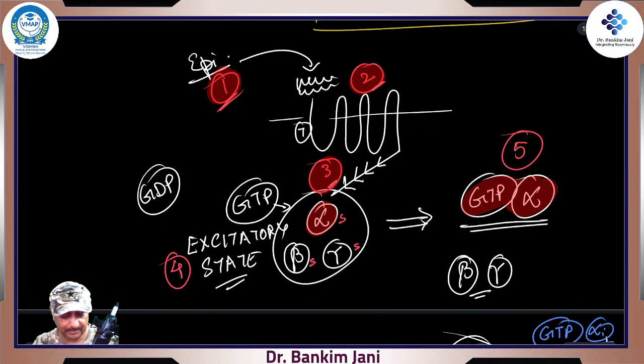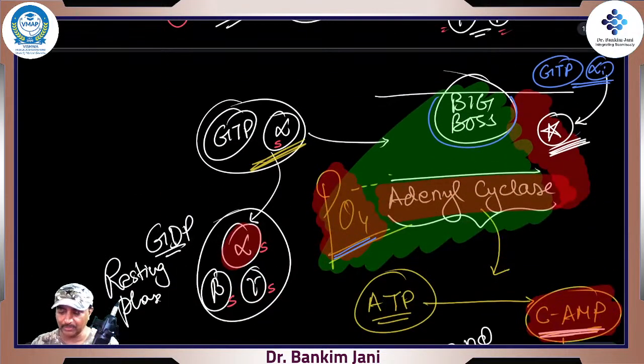Here, this is the first messenger, and this 7-pass receptor takes the message inside. When it is inside, from the resting state GDP, it becomes the excitatory state, that is GTP. GTP leaves beta and gamma on one side, and GTP and this alpha go for the big business. They go to the big boss.